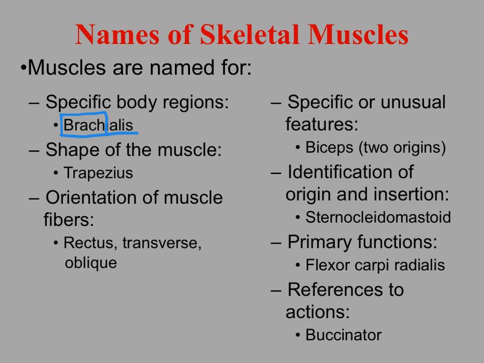A muscle that has femoris in its name is going to be located on the femur. A muscle that has tibialis as part of its name would be in the lower leg. A muscle that has radialis in its name is going to be near the radius.